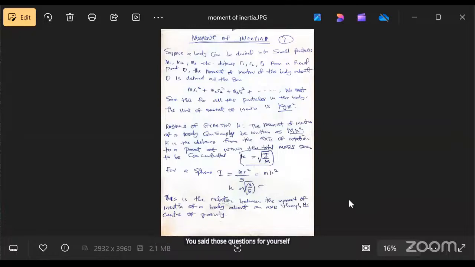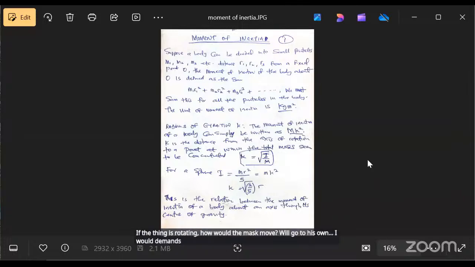I'll go and read now. If the thing is rotating, how will the mass move and get its own speed or its own motion? We will answer the question the way it is. You answer the question the way it is. It is given to you.